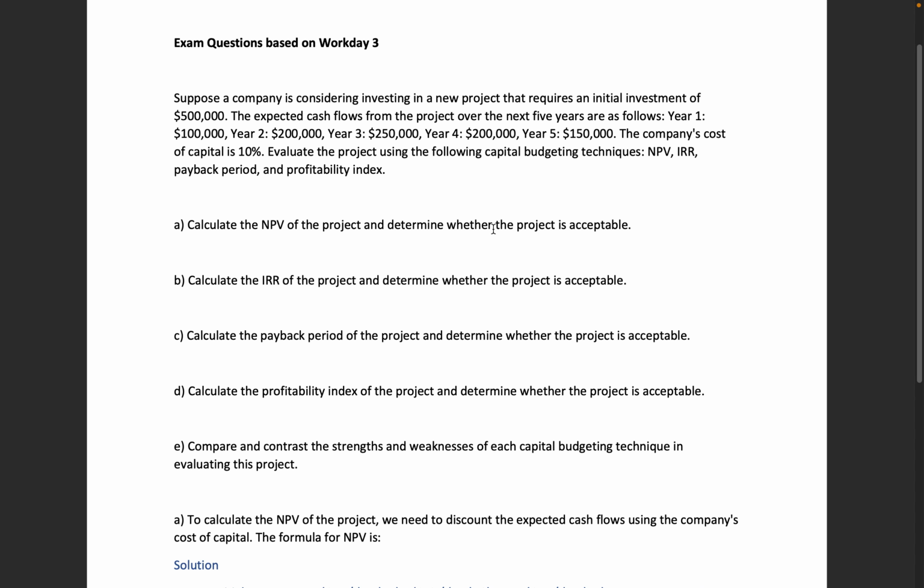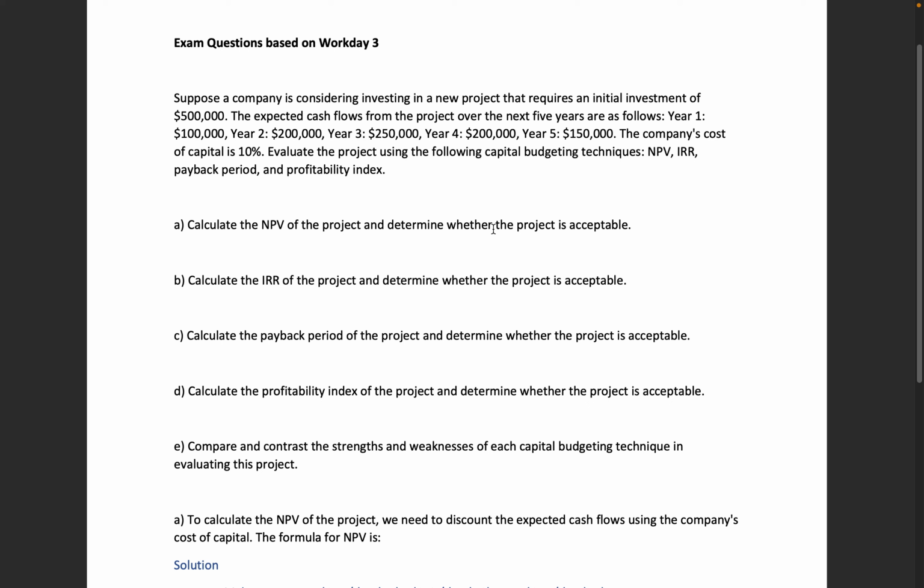Suppose a company is considering investing in a new project that requires an initial investment of 500,000. And now you've got your cash flows. Your expected cash flows are 100 in the first year, 200 in the second, 250 in the third, 200 in the fourth, and 150 in the fifth year. Let's imagine that the company cost of capital is 10%.